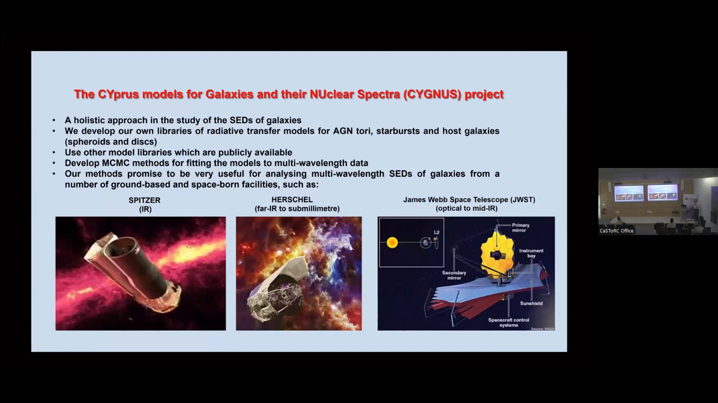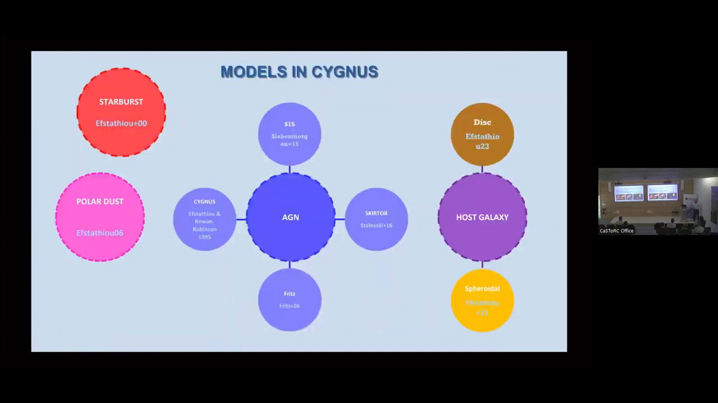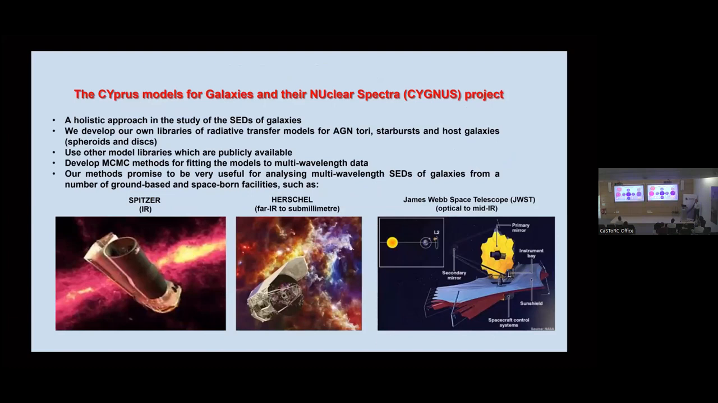Now, since we have all of these phenomena, we have the data. We also have models, which, as I'm going to show in a minute, model these different effects: star-forming regions, host galaxies, accreting supermassive black holes. We initiated a project called Cyprus Models for Galaxies and their Nuclear Spectra, CYGNUS, which takes a holistic approach in studying these galaxies. First of all, we develop our own models of how AGN, starburst and host galaxies emit. We use other models which are publicly available in the literature, especially for the AGN torus, as you will see. And then we develop MCMC methods for fitting the models to data. Obviously, this approach is very useful for analyzing data from Spitzer, Herschel, and James Webb, from which we're beginning to get data.